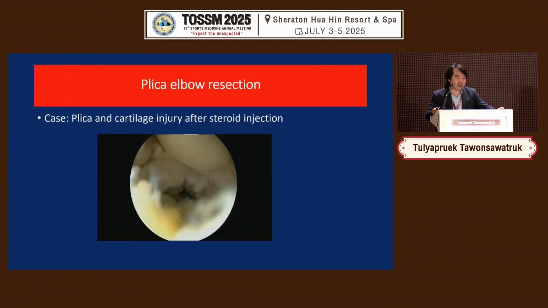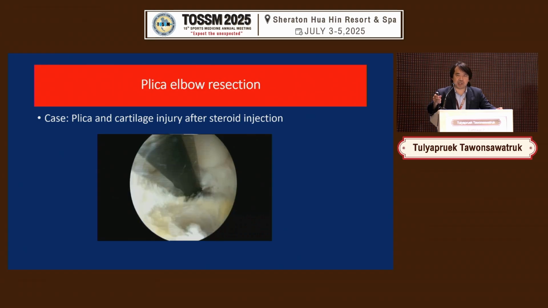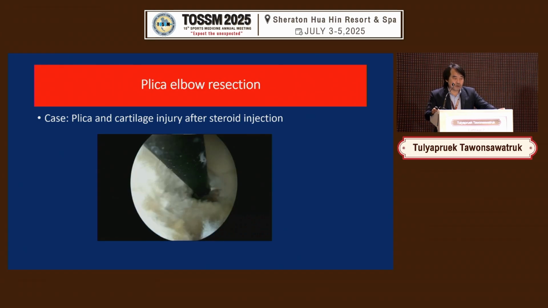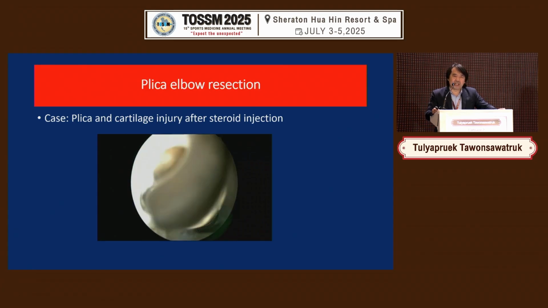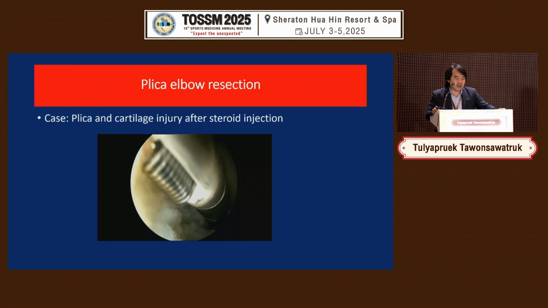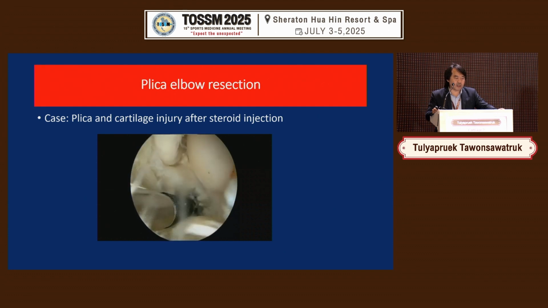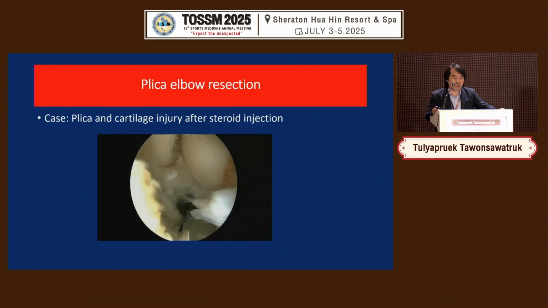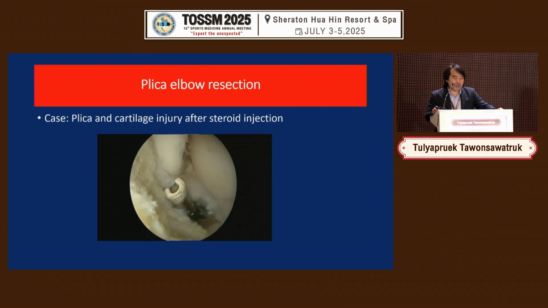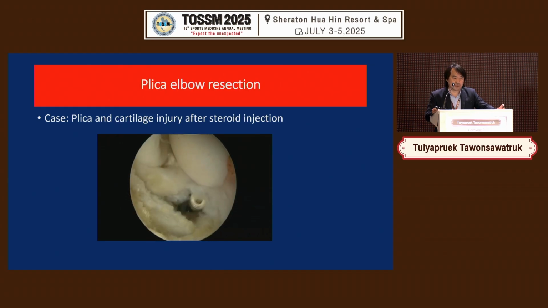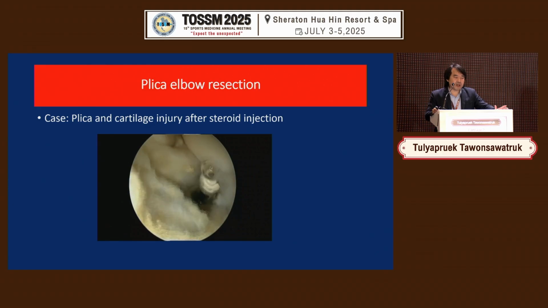Another condition we call the plica of the elbow. As you can see here, the radiocapitellar joint and the radial head. You can see the cartilage defect is caused by the plica that can injure the cartilage. Before the operation, some guys inject steroid first in between this joint, and we can see the steroid between the radial head and capitellum. So we need to remove the mechanical obstruction, because if you keep the plica there, it may further impinge on the cartilage and turn the radial head into arthritis.